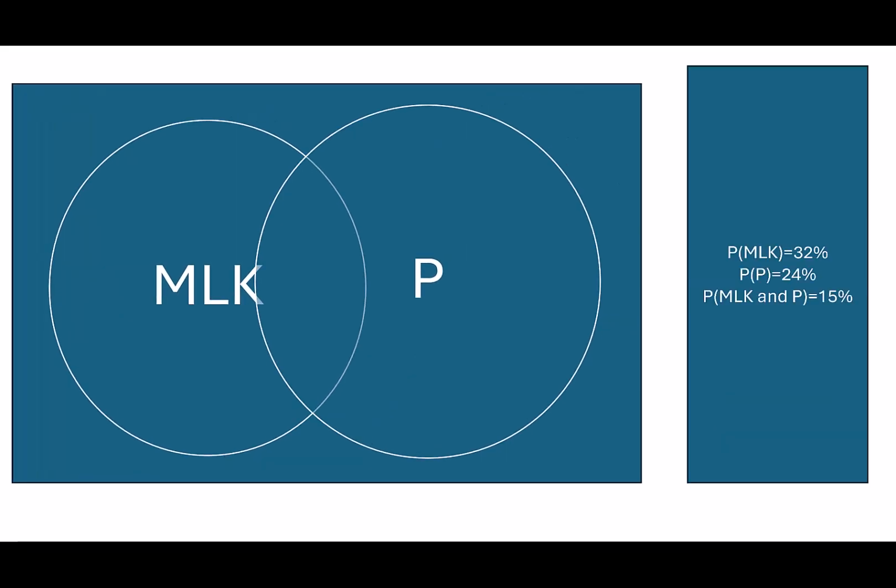We know the probability of MLK is 32%, probability of President's Day is 24%, and probability of MLK and President's Day is 15%. You always want to start with the smallest part of the graph, which is where they overlap. So we're going to take this 15% and put it in this overlapping part of the circles. Now we're ready to work our way out and fill out the rest of the diagram.